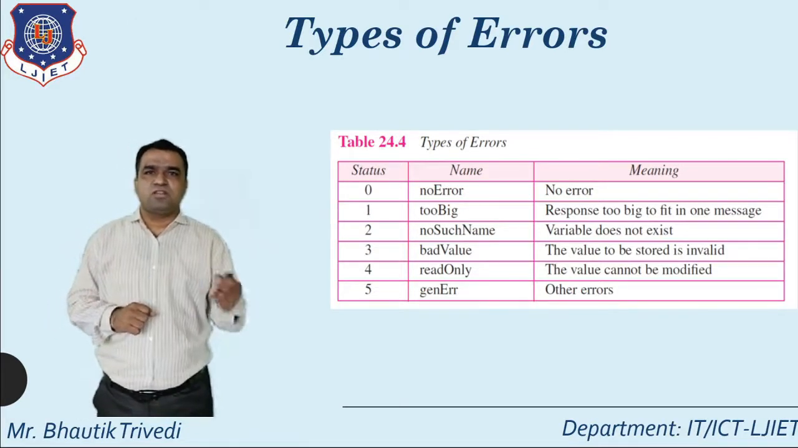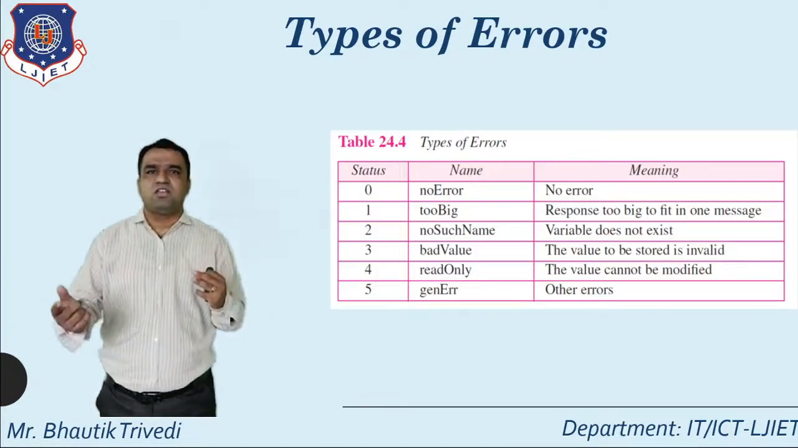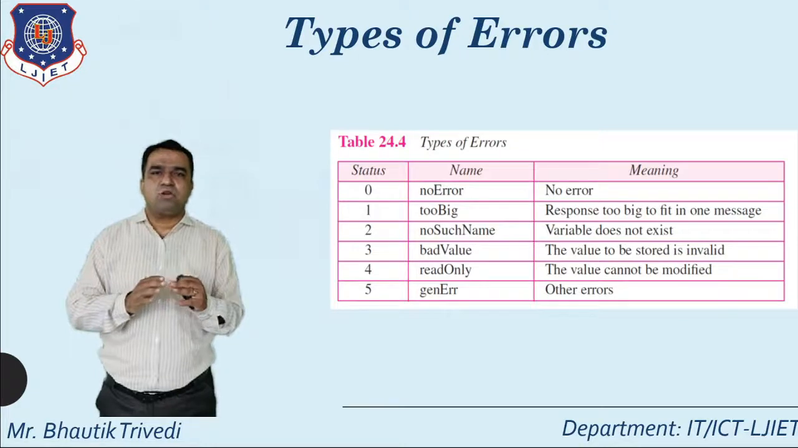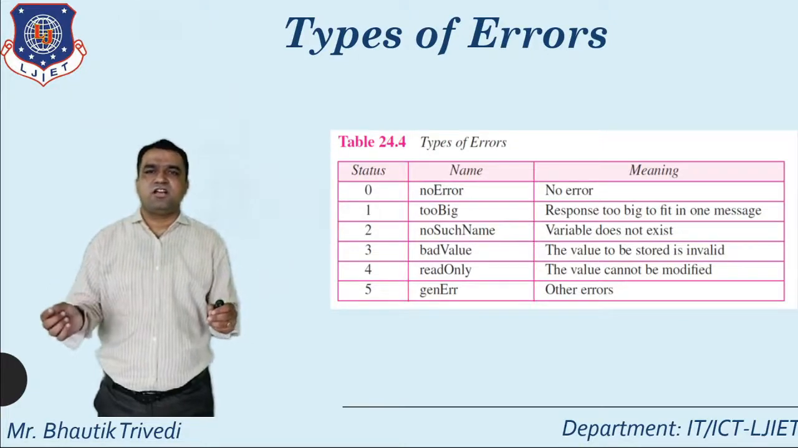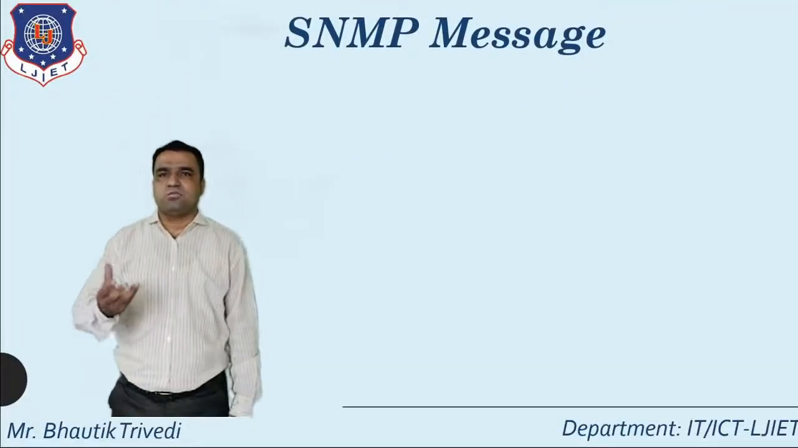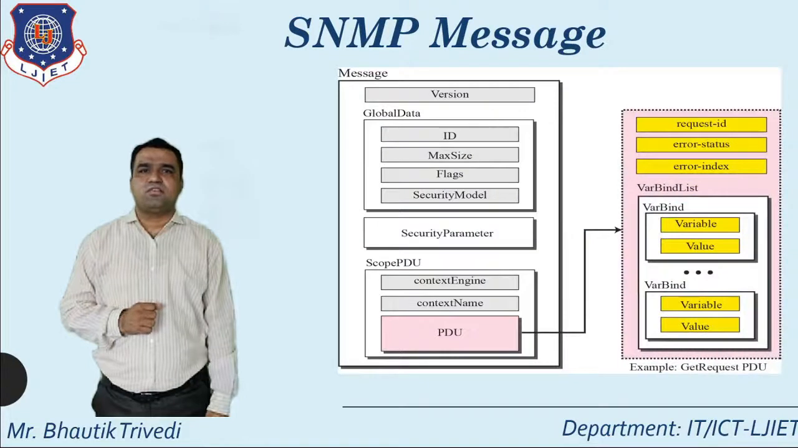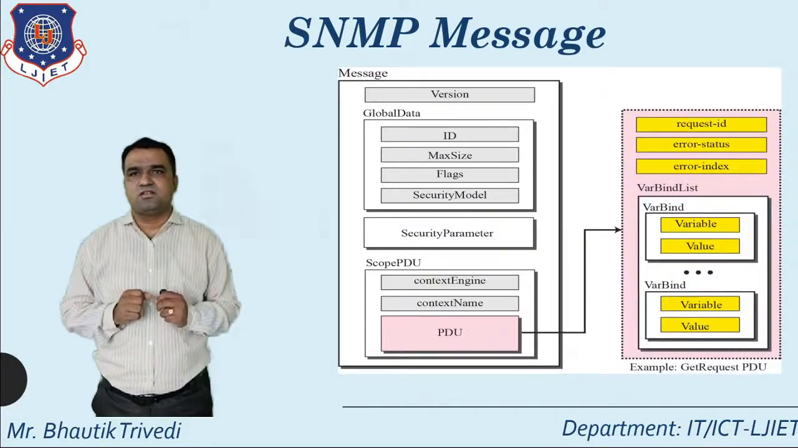Bad value means what? The value to be stored is invalid. Read only: the value cannot be modified. And generating an error means other errors. So this is all about the concept of the types of errors. After that, the concept of the SNMP message.